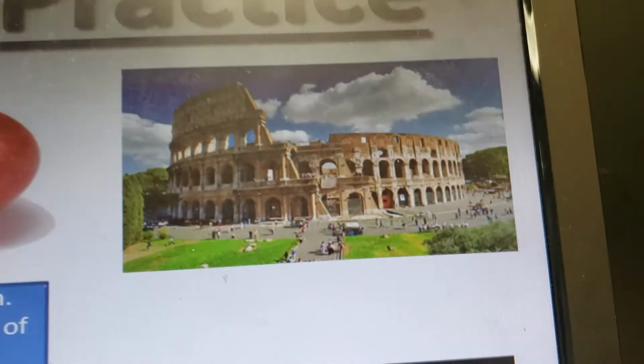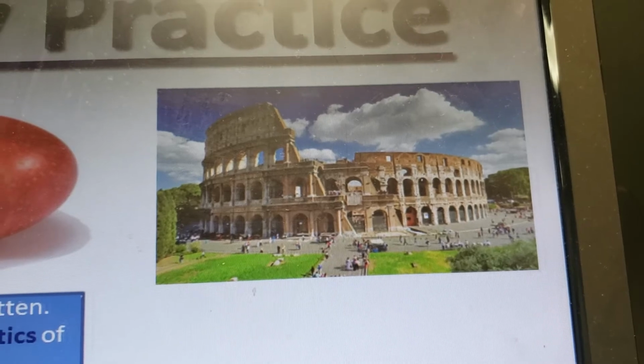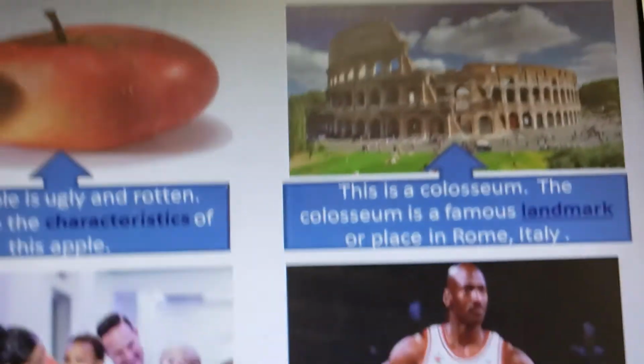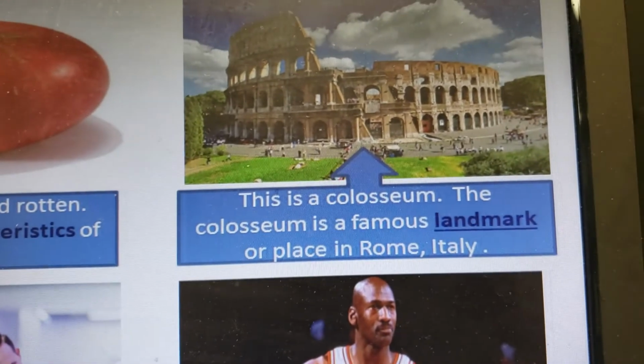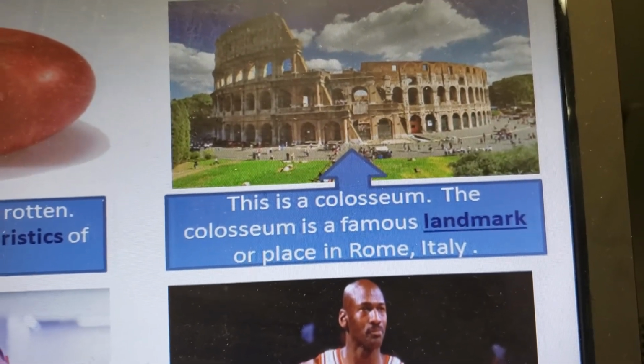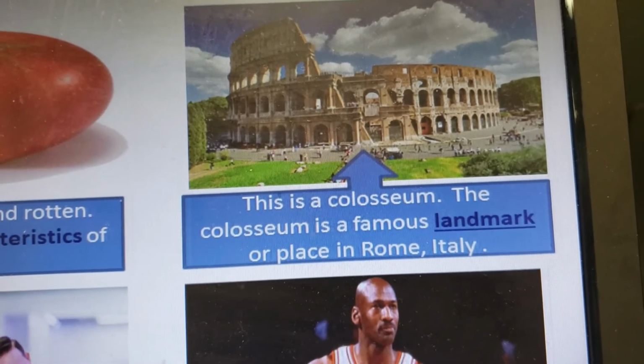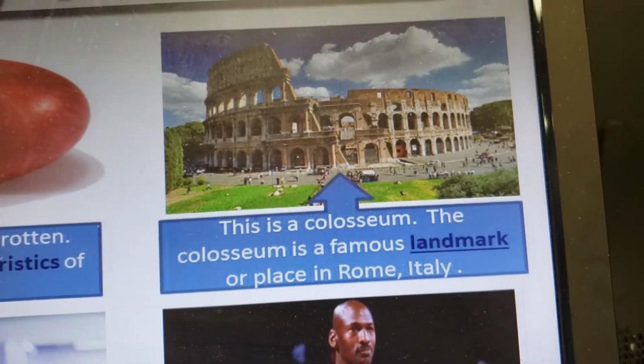Now, you see here, this is a very famous place, and it is called the Colosseum. So, this is the Colosseum. The Colosseum is a famous landmark or place in Rome, Italy. So, this is a very famous landmark.